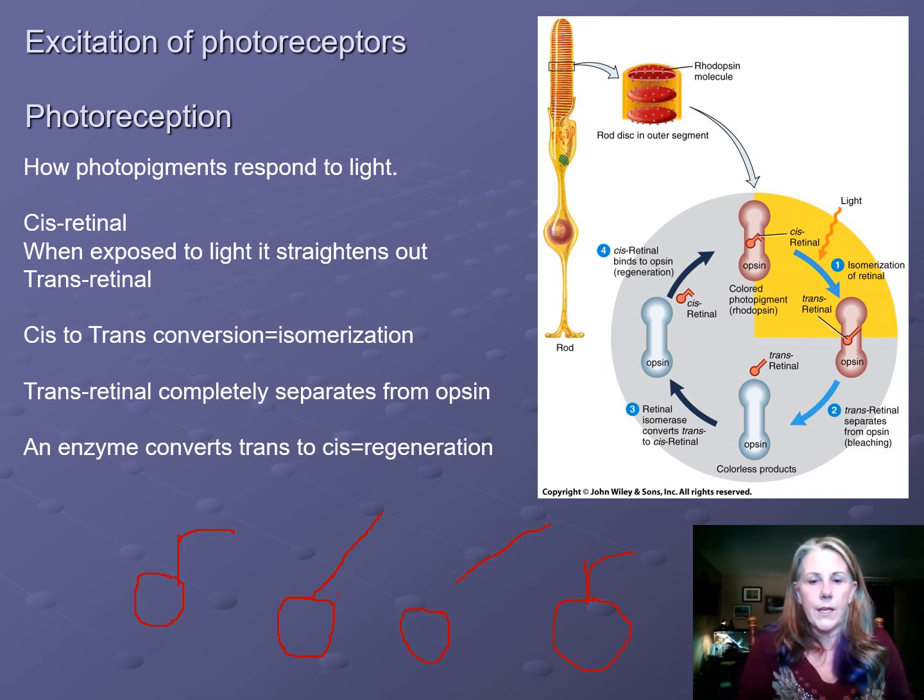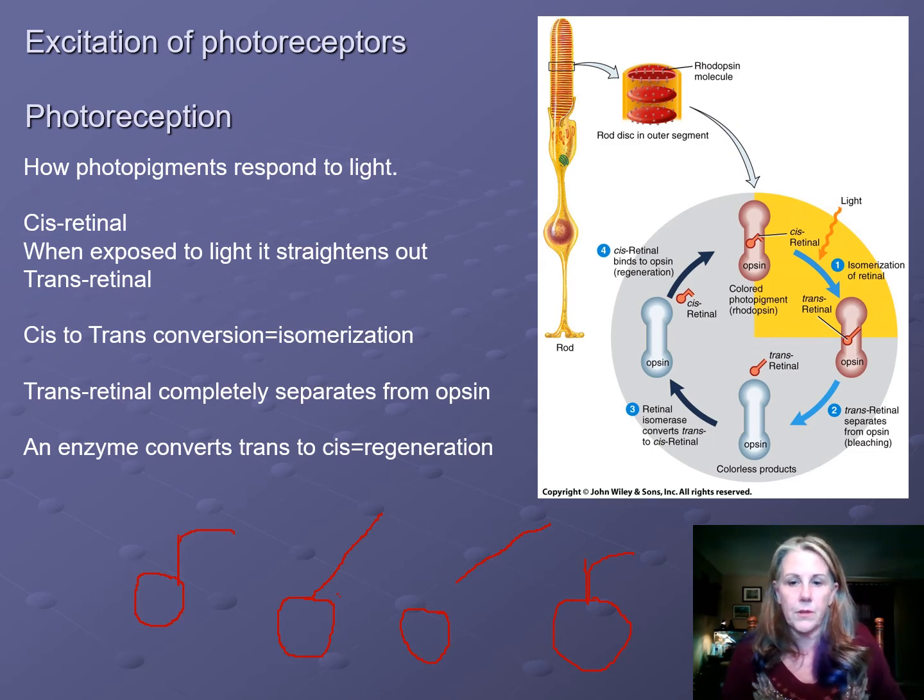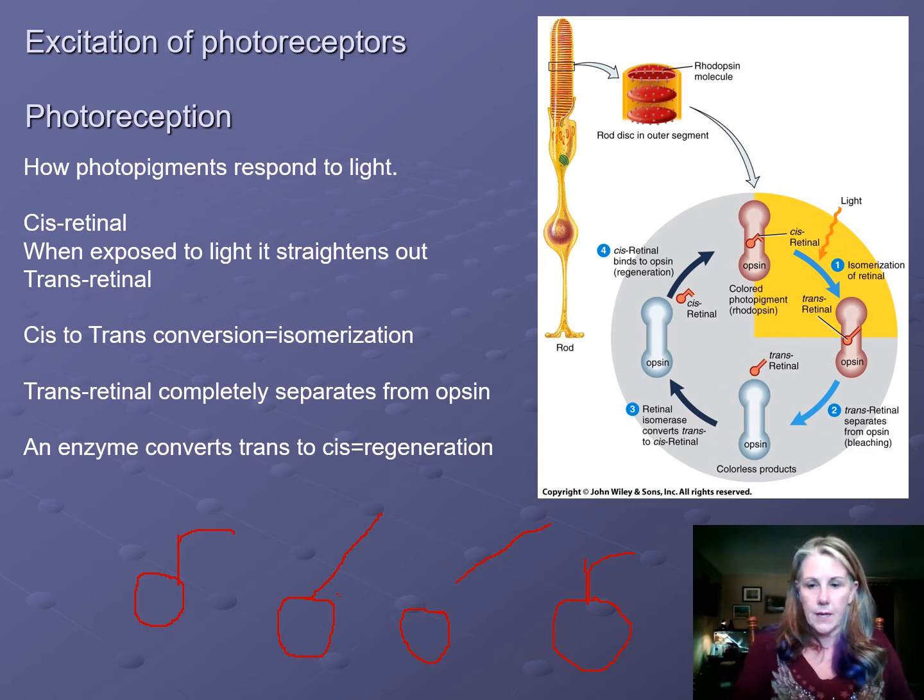So when it straightened out, it had absorbed the light. When it broke apart, those two parts of the molecule separated. It had to be put back together to its original. An enzyme helps it do that, and once it's put back to the original, it's now able to absorb more light if there's more light coming in. Okay?